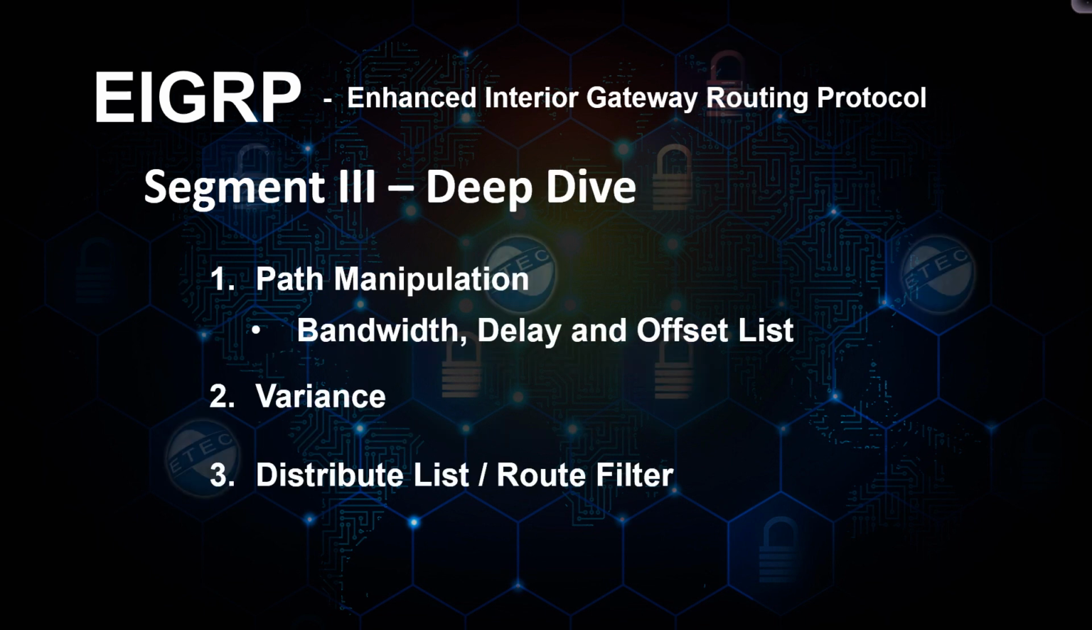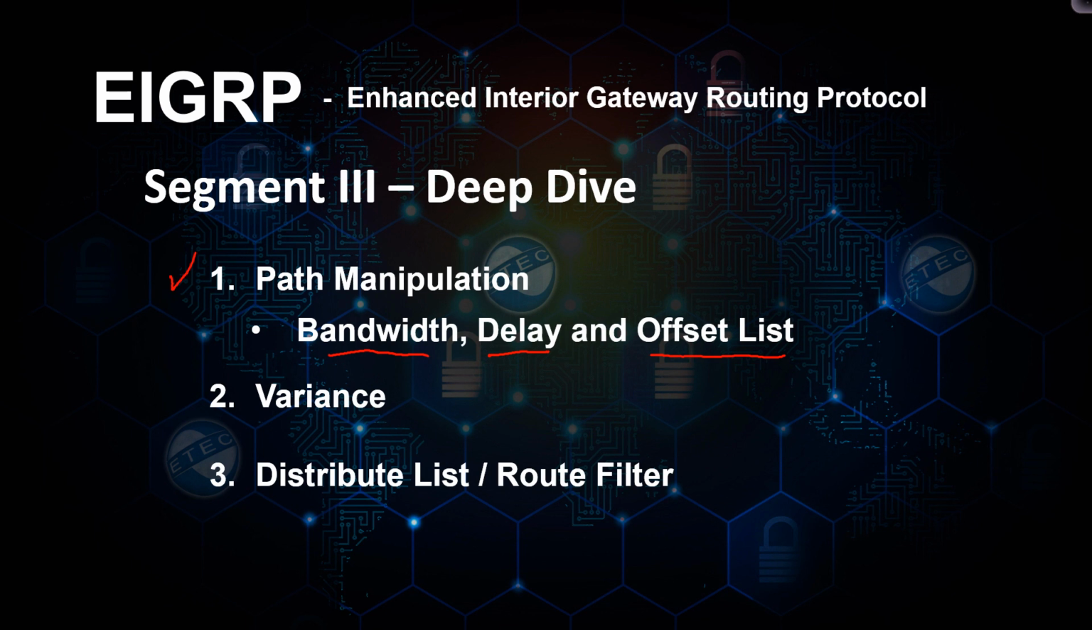Segment 3, the deep dive into EIGRP. In this segment, we'll start first with path manipulation. By manually altering the bandwidth and the delay of an interface, and with the use of an offset list, we can influence how EIGRP selects a different path to a remote network.